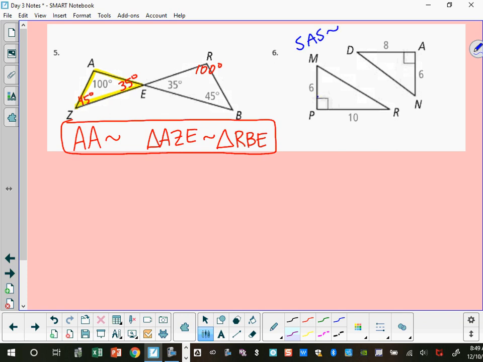All right, do I have an angle? Yeah. Angle A is congruent to angle P, so now we need to check our sides. How do I check my sides here? On the lowest number. So 6 matches up with what? 6. And 10 matches up with? All right, check on your papers.